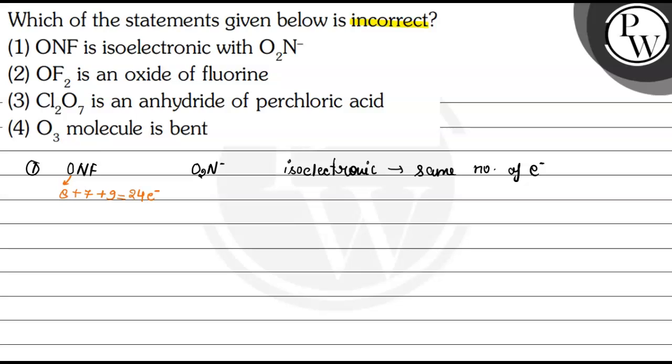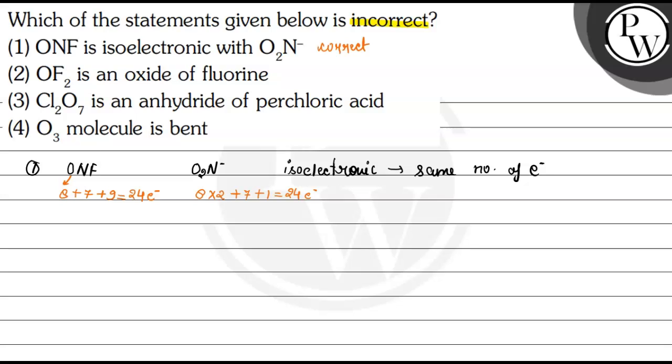In O2N minus, there are 8 electrons in one oxygen and there are 2 oxygens, that's why we multiplied by 2. So 8 into 2 plus 7 electrons in the case of nitrogen, and there is one more electron present, so we have to add this also. So again it equals 24 electrons. That means the first statement is actually correct because they both have the same number of electrons. That's why we can say they are isoelectronic species.